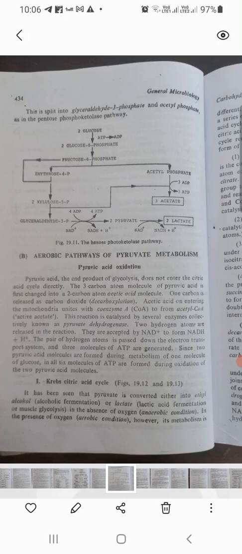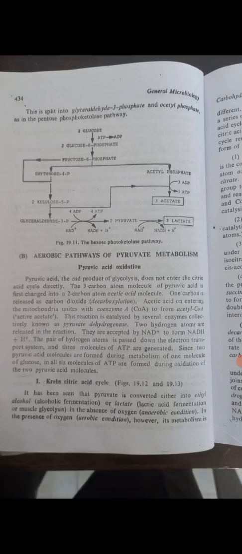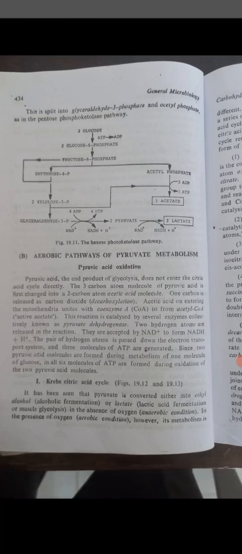The acetic acid, on entering the mitochondria, unites with coenzyme A to form acetyl coenzyme A, active acetate. This reaction is catalyzed by several enzymes collectively known as pyruvate dehydrogenase. The two hydrogen atoms released in this reaction are accepted by NAD to form NADH plus H plus ion. The pair of hydrogen is passed down to the electron transport chain system, and 3 ATP molecules are generated in this process.